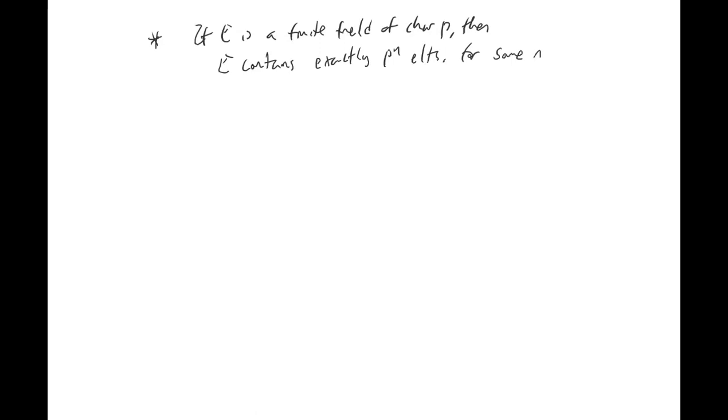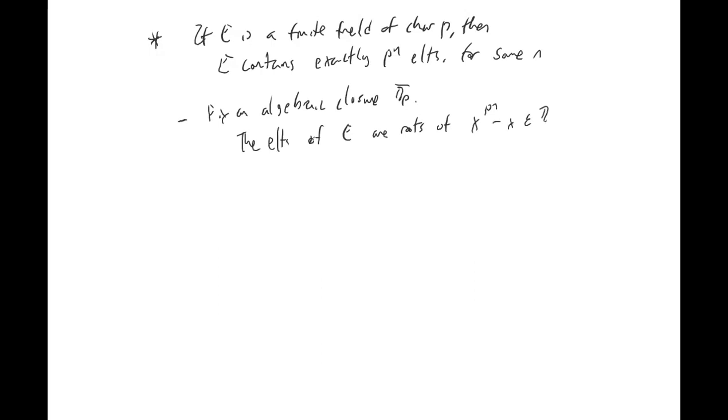So every finite field of characteristic p has order some power of p, right? And it turns out that, if I fix an algebraic closure of Z_p, which is Z mod pZ, I could describe the roots. Then the elements of E are roots of x to the p to the n minus x.